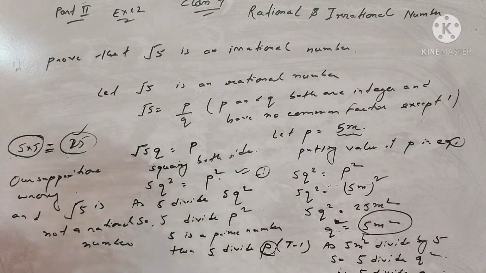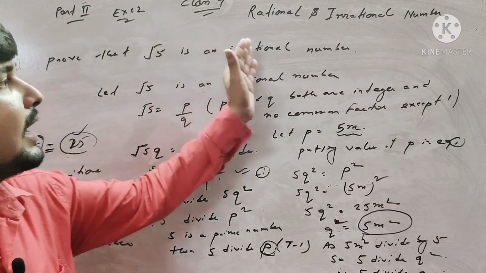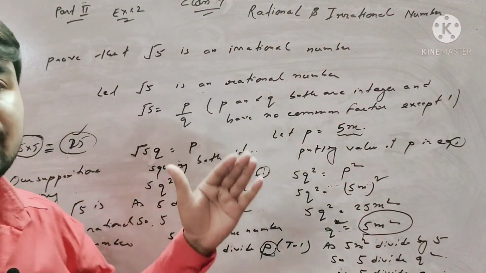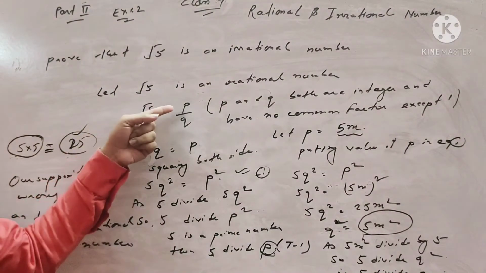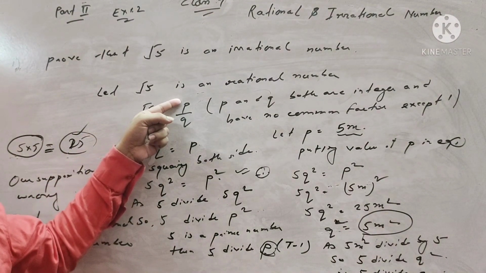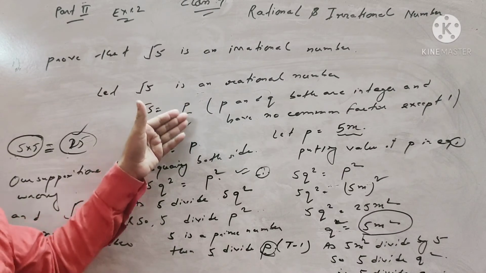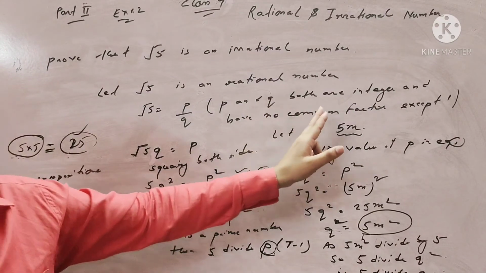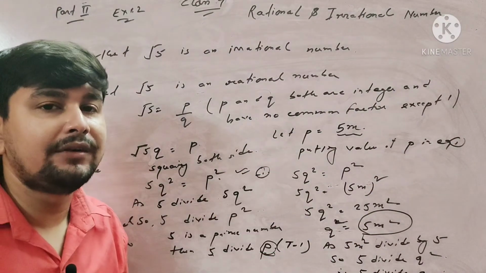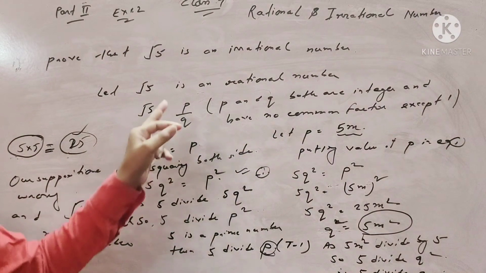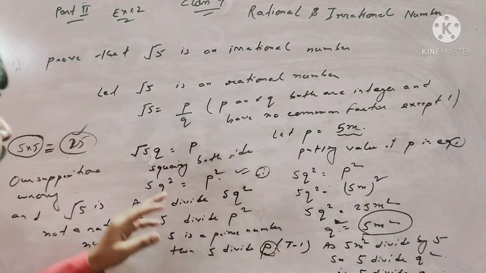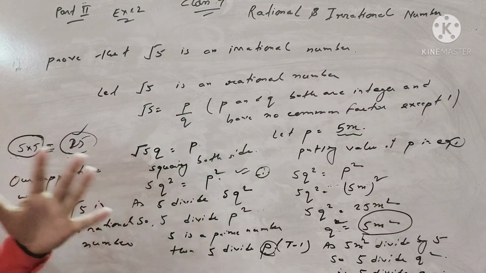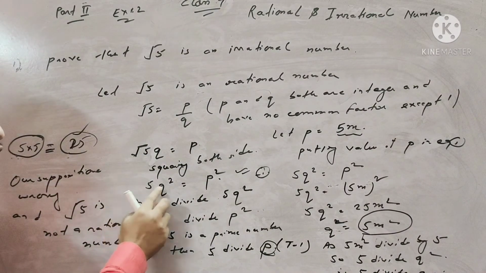Clear? Again I repeat the whole thing. We just have to prove that root 5 is an irrational number. So we take that root 5 is a rational number. That means a rational number is always written in fraction form, p upon q, where p and q are both integers and have no common factor except 1. Multiplying this way, root 5 into q equals p, squaring both sides, it's 5q square equals p square.